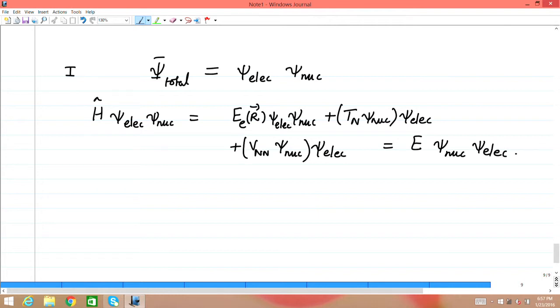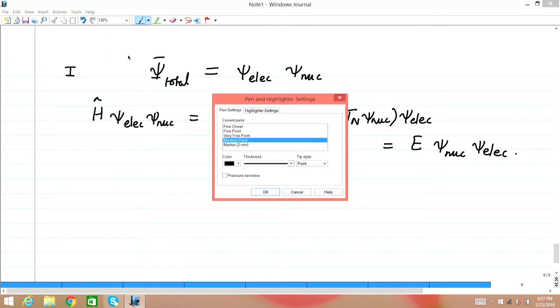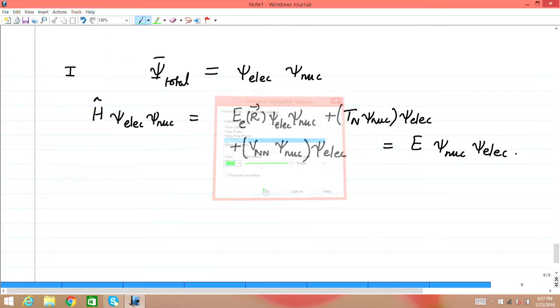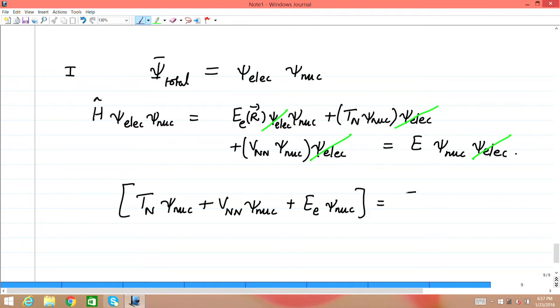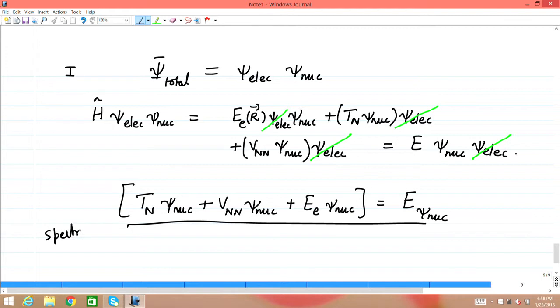So, now with this form you see that the psi electronic is a multiple to the entire function. So, you can get rid of that. And what you get is of course the nuclear Hamiltonian: Tn psi nuclear plus Vnn psi nuclear plus EE psi nuclear is equal to the total energy E times psi nuclear. Okay. This is spectroscopy. This is quantum chemistry.